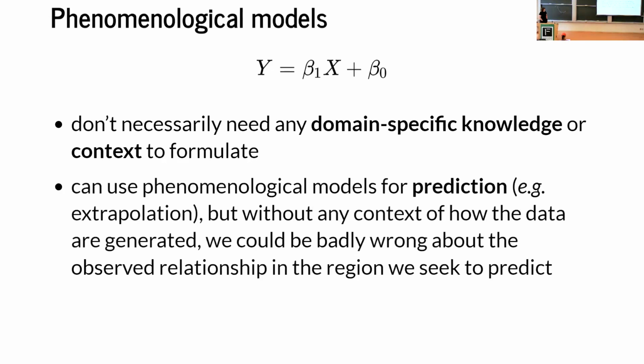Now, we can use phenomenological models for prediction via, let's say, extrapolation, and we should sometimes, absolutely. But without any idea or context of how the data is generated, we could be very wrong about that observed relationship, which is why it's important to keep forecasting, right? And keep trying to get better and better at what you're doing.